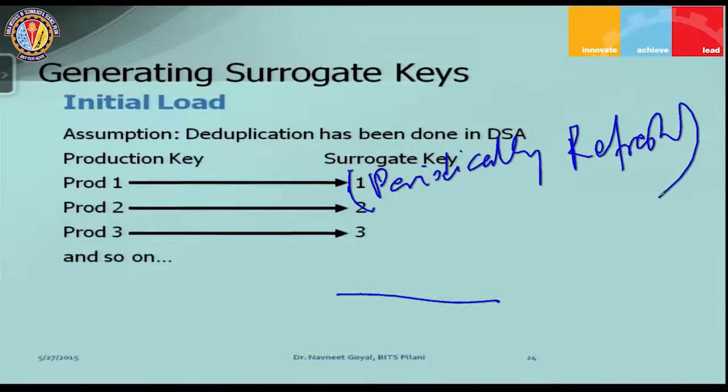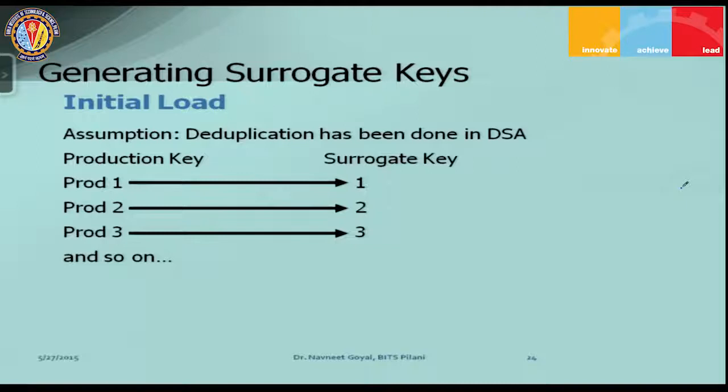For the initial load, there is a basic assumption that we make: the dimension records have been deduplicated. That means there are no duplicate records in the dimension before it is ready to be loaded. So at the ETL phase, I take the production key 1 and assign it surrogate key 1. It is not that it is product 1; I'm assigning it 1 just for the sake of matching, like a connection.